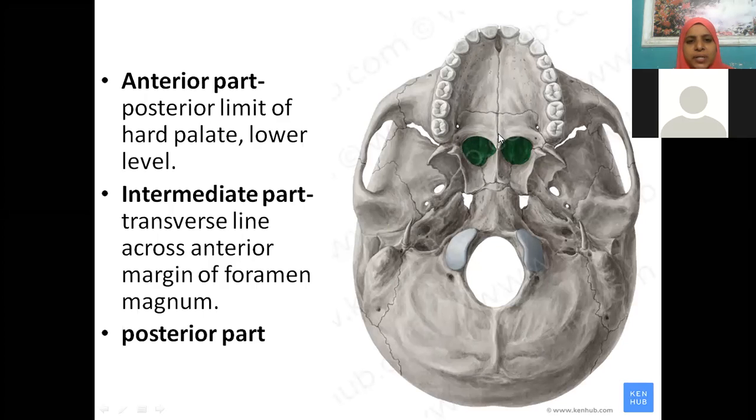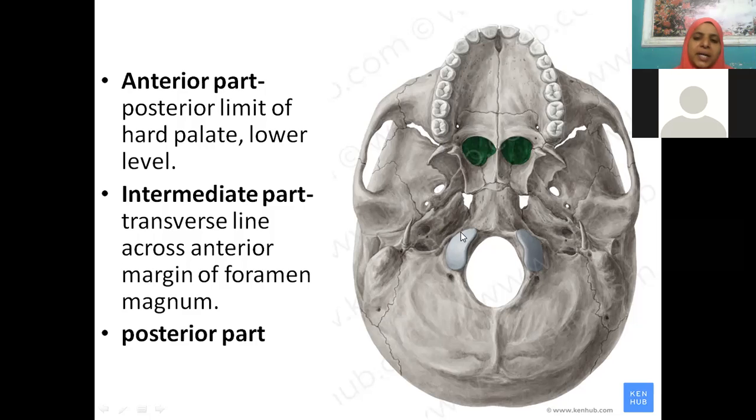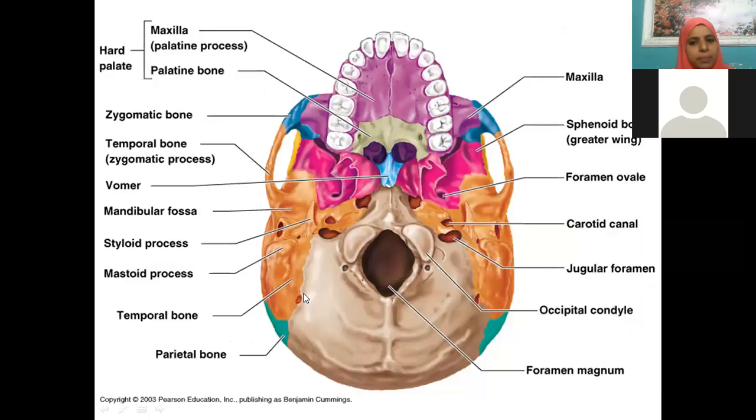This is the posterior limit of the hard palate at lower level. The intermediate part is a line which you draw in front of the foramen magnum, a transverse line across the anterior margin of the foramen magnum. Between the anterior and intermediate lines we have the intermediate part. Behind this transverse line, we will have the posterior part.